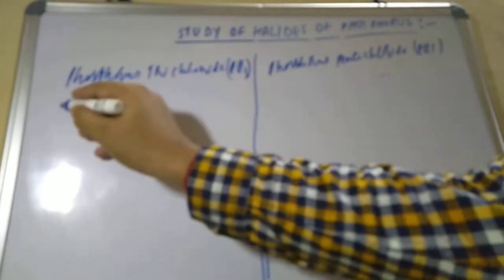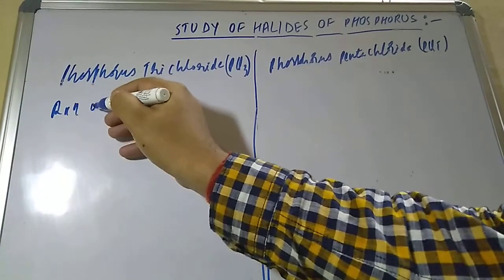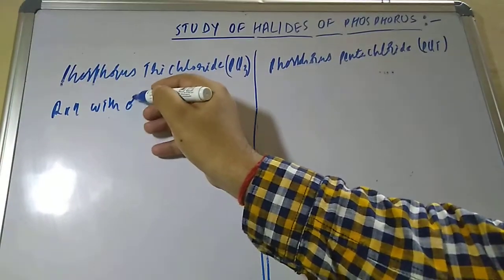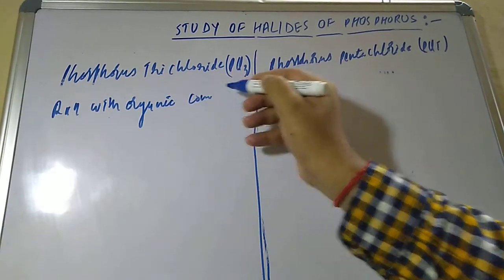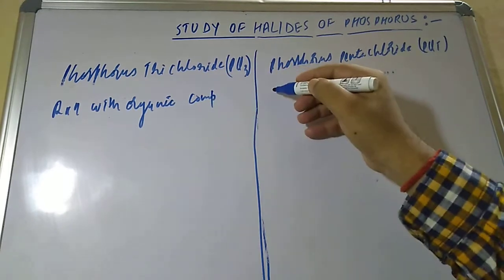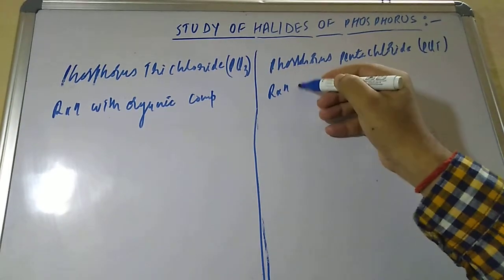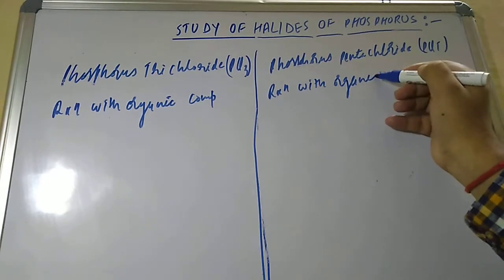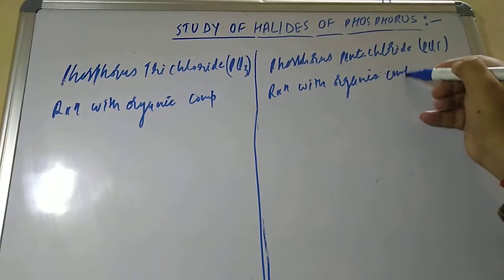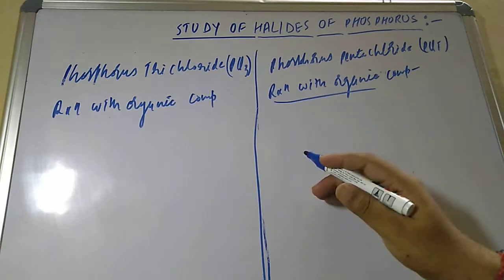Now the very next heading that we can study is reaction with organic compounds. Both give the same compound. Reaction with organic compounds: both give a similar type of reaction.